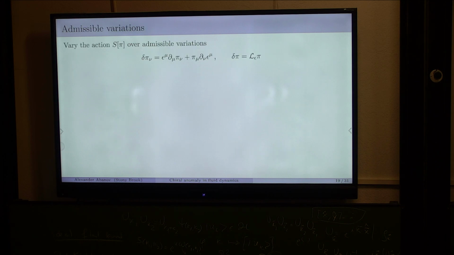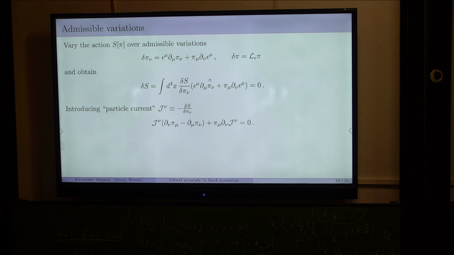Again, now a little bit of detail. Let's vary the action with respect to those admissible variations, and this is just the Lie derivative of pi. So what we have is this. We take the variational derivative of the action with respect to pi, and then add delta pi, which is here, and we want it to be 0 for any epsilon. So I'm just giving you really technical details.